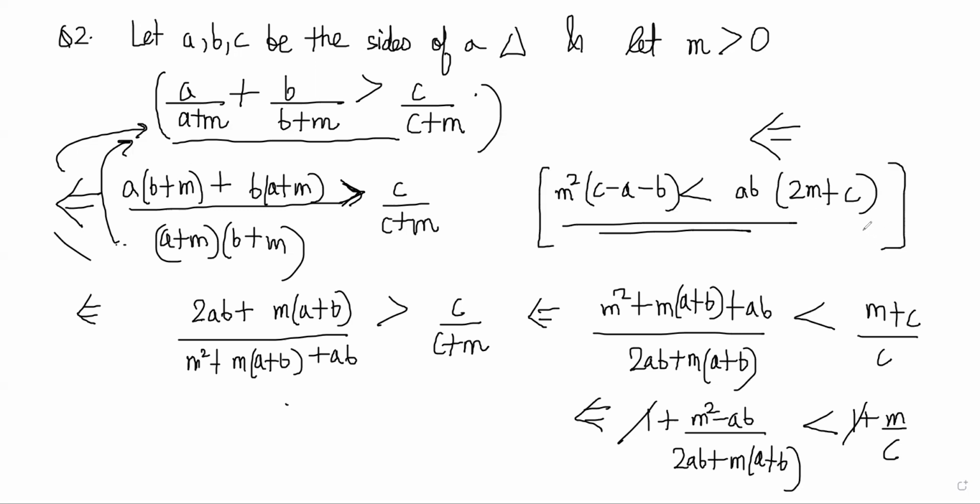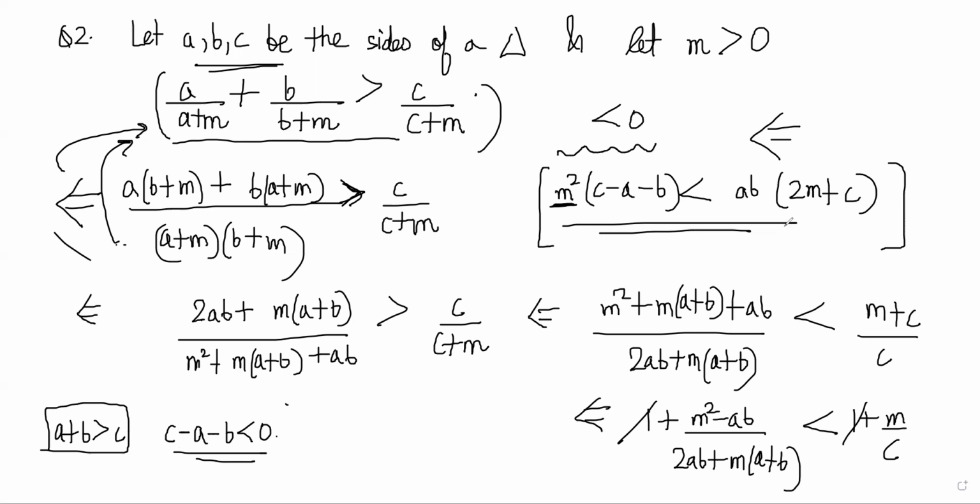Now think about it. We are saying that A, B, C are sides of a triangle. So by triangle inequality, A plus B is greater than C, right? And if A plus B is greater than C, then C minus A minus B is less than 0. M square is greater than 0. So this left-hand side is less than 0. Whereas this quantity here is greater than 0 because all of the terms here are positive, right? A, B, and M are positive. So what we have gotten here is an obviously true inequality. Something less than 0 is less than something positive, right?